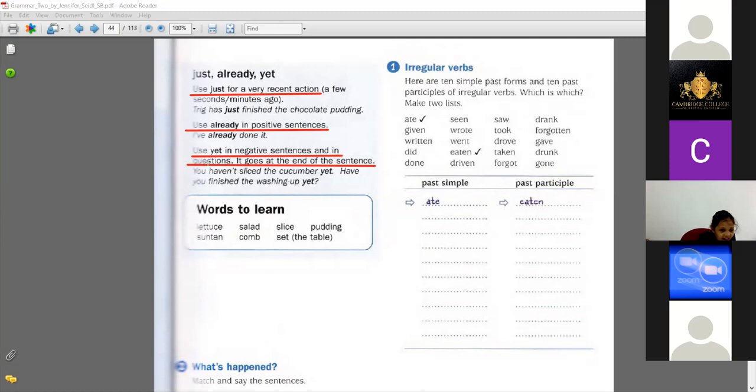Okay, use yet in negative sentences. Yet kiyana word ekak use karanne negative sentence ekak ekka, natha not kiyana ekak ekka. You haven't sliced the cucumber yet.